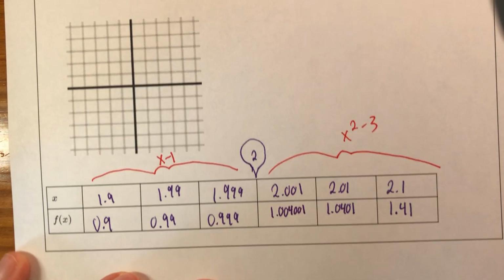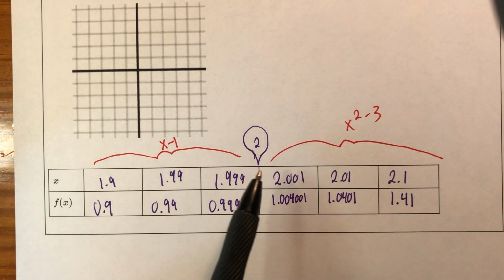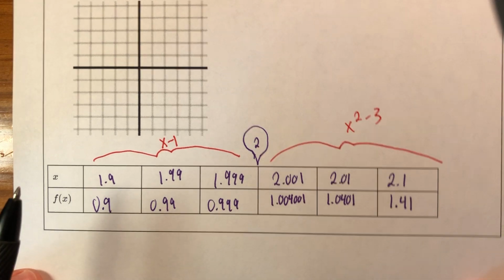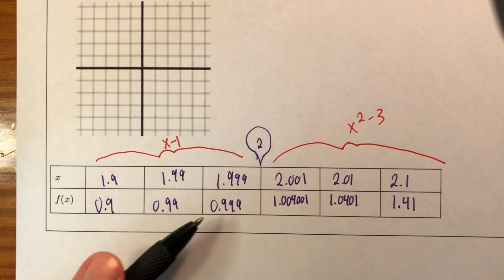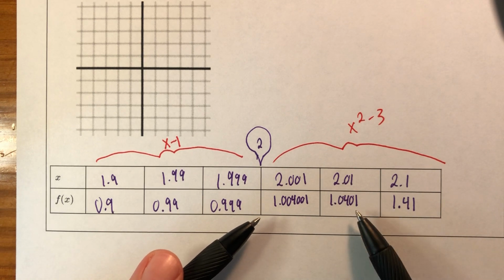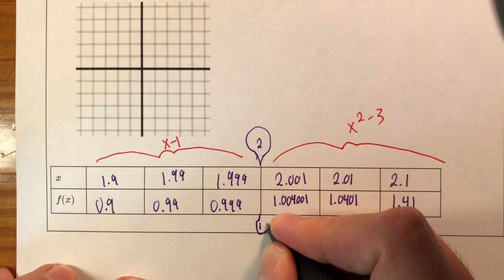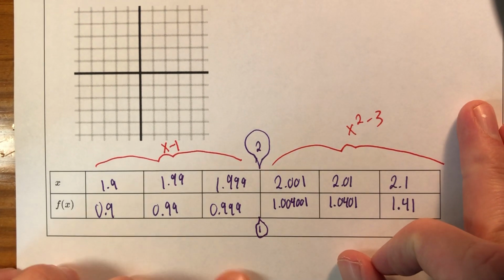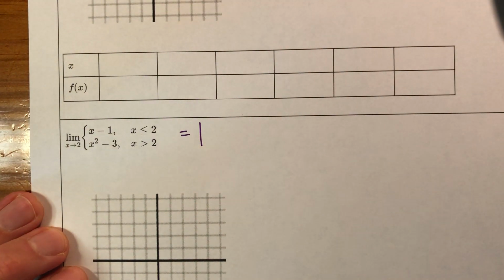All right, so then the question is, as I approach an x value of 2 from the left and the right, am I approaching the same y value? So 0.9, 0.99, 0.999. That looks like it's going to round to 1. This looks like it's going to round to 1. So the answer is indeed 1. That's not how we write our final answers around here, but that just demonstrates what's happening in the table. The answer is 1.